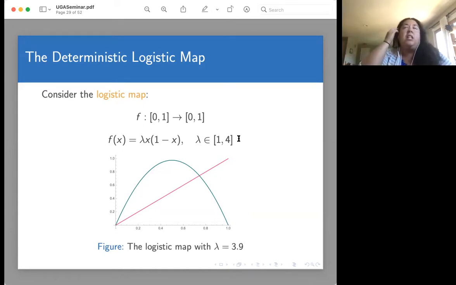You can let lambda be less than 1. That's not a terribly interesting system because everything eventually just converges to 0 in that case. If you let lambda be greater than 4, does anyone have any ideas why it would be a problem? I'll give you a hint. This picture here is with lambda at 3.9. What do you notice about the range of that function?